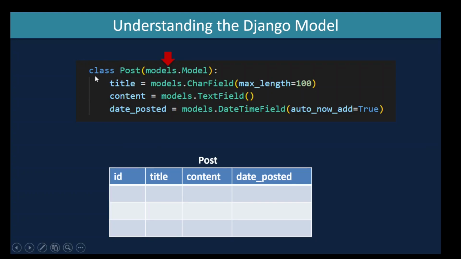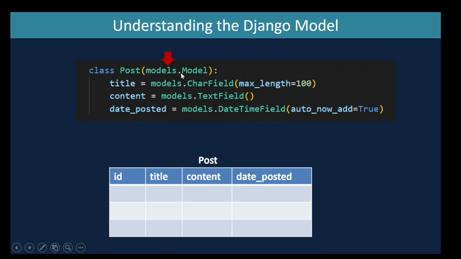These lines of the class Post define a model. This is because the Post class inherits the models.Model class. So this Post defines a model. This class has different kinds of instance variables called title, content, and date posted. Each instance variable is a different model field. Title is a character field, content is a text field, and date posted of the blog post is a date time field.